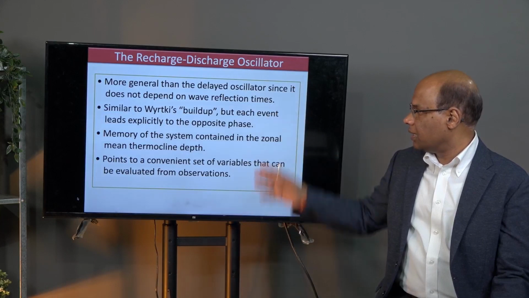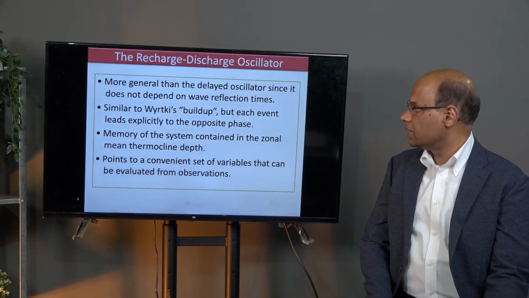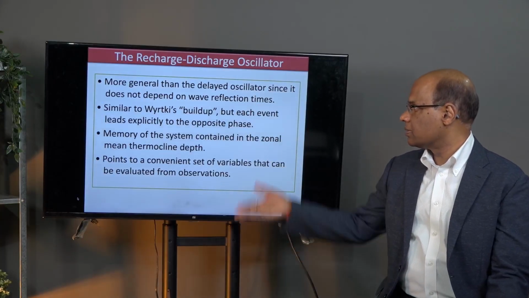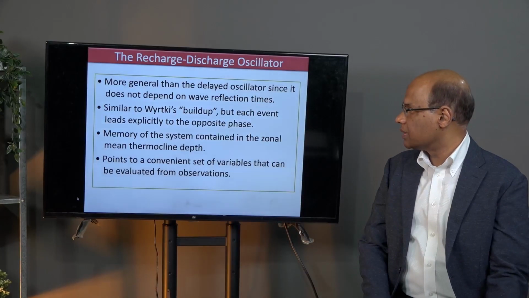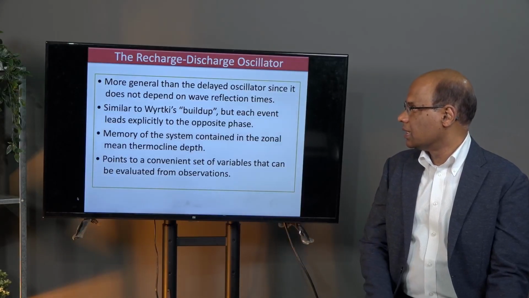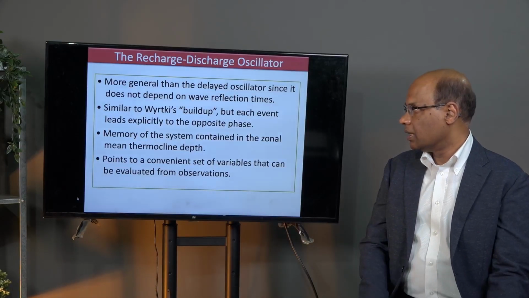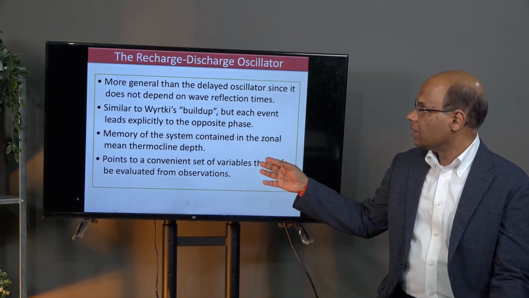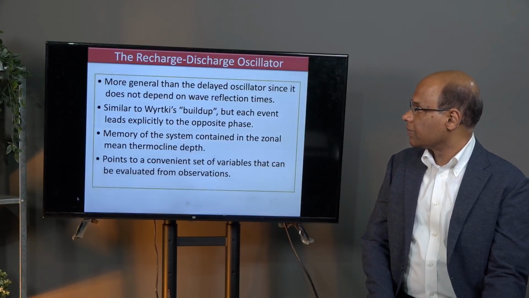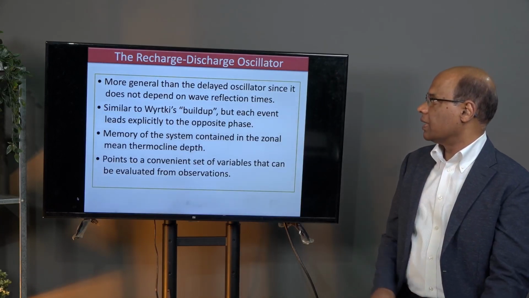There are several advantages and disadvantages to each of those theories. For example, the recharge-discharge mechanism is closer to Jin's build-up mechanism. It has memory. It also has air-sea interactions that can delay the process. To some extent, it is better than the wave dynamics we saw before. Also, the other hypotheses we saw before have their own advantages and disadvantages.